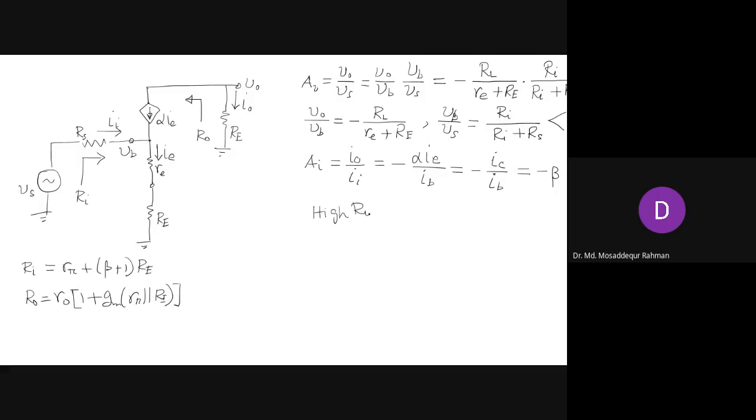We get a high input resistance, Ri increases, and we get a high output resistance. Actually, we can use the very high value in front because when the R naught gets multiplied by this factor, we get a very high output resistance, and it reduces the gain. So we get a low voltage gain, and we have a high current gain. The current gain is not affected by the RE.